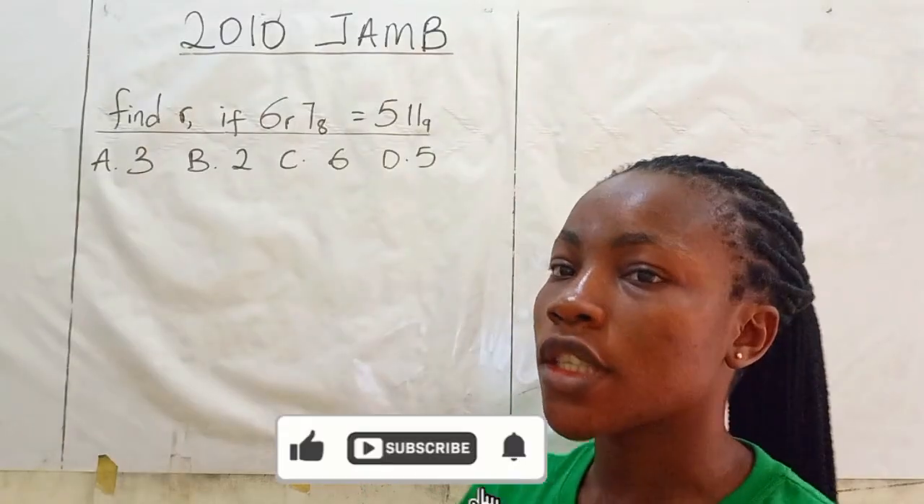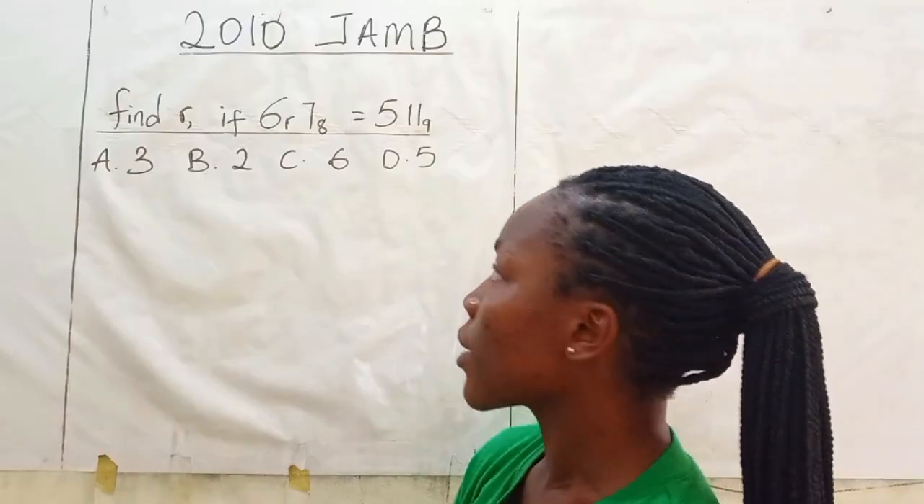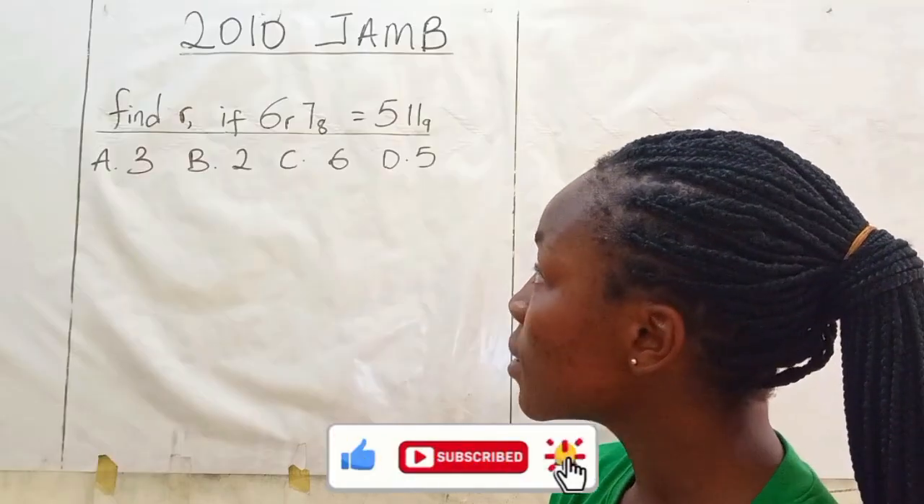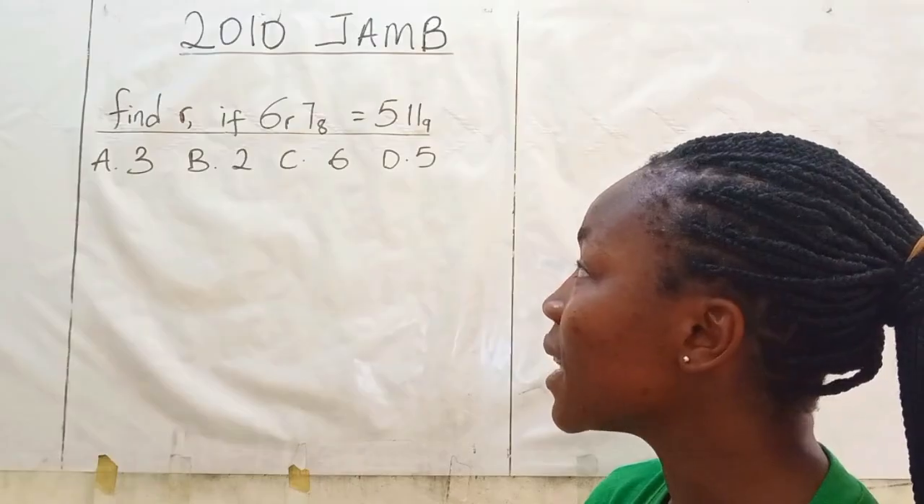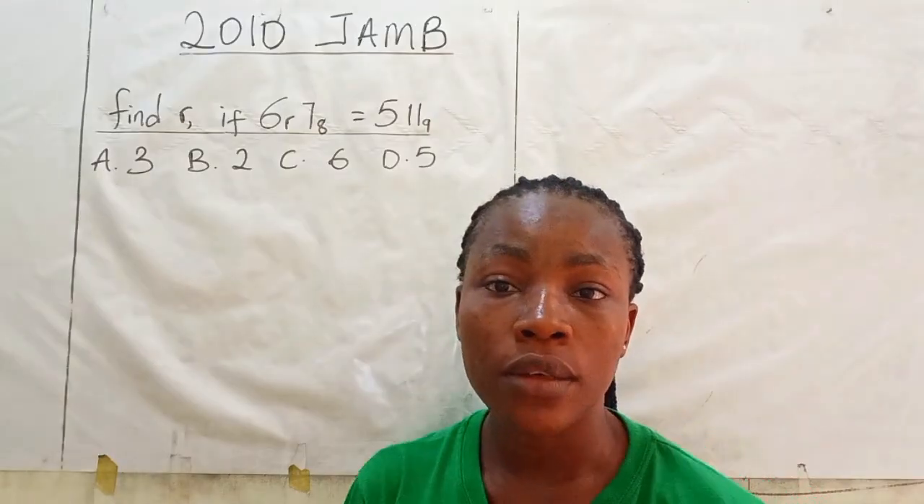All right, let's consider this question. We are asked to find R if 6R7 in base 8 is equal to 511 in base 9. So we are to find the value of R.